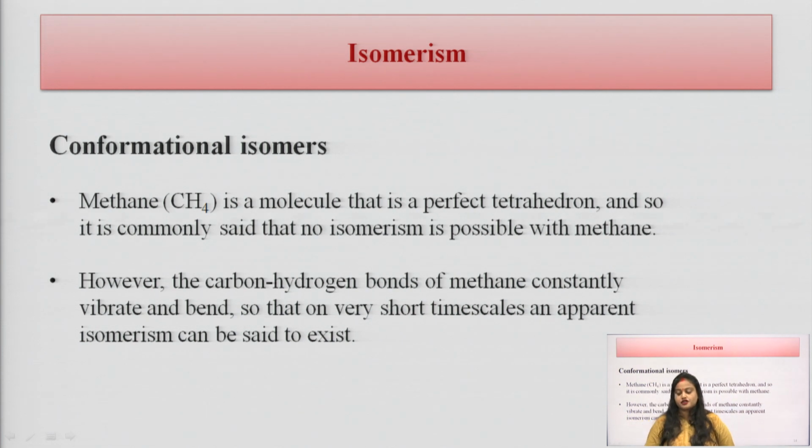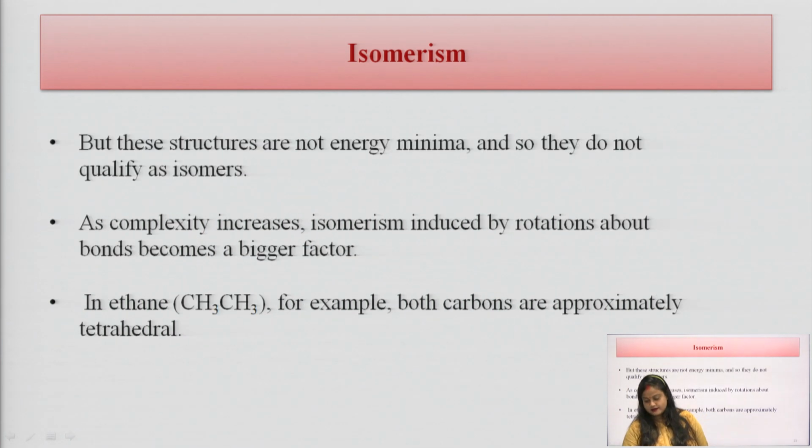Now the conformational isomer. Methane is a molecule that is a perfect tetrahedron, and so it is commonly said that no isomerism is possible with methane. However, the carbon-hydrogen bonds of methane constantly vibrate and bend, so that on very short time scales an apparent isomerism can be said to exist. But these structures are not energy minima, and so they do not qualify as isomers.